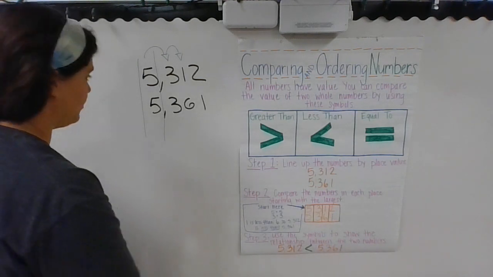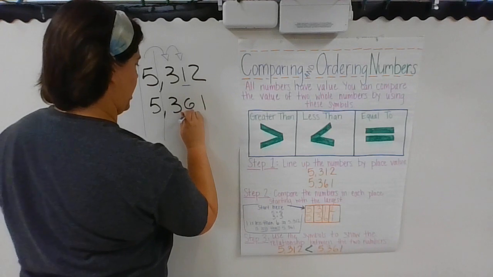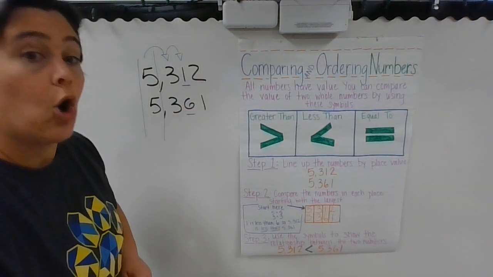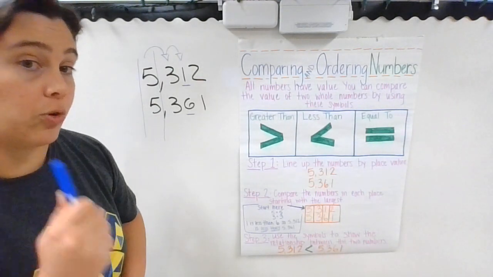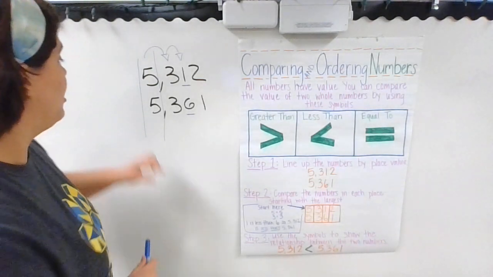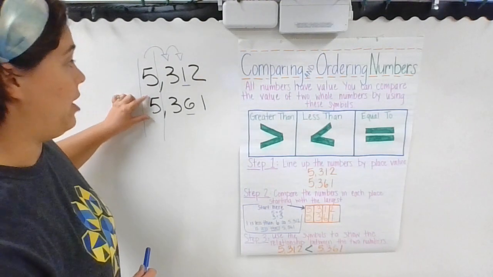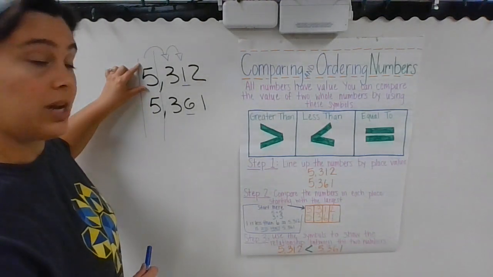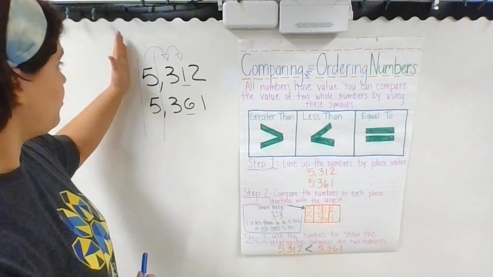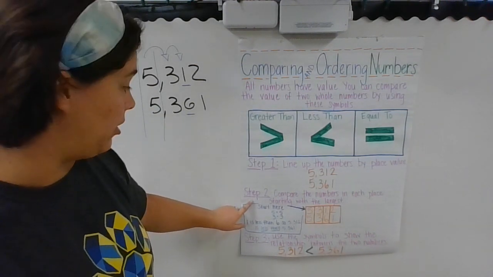Now, we have to look. This one has a 1, and this one has a 6. So with that being said, which number is greater? That is correct. 5,361 is greater than 5,312. Very good.